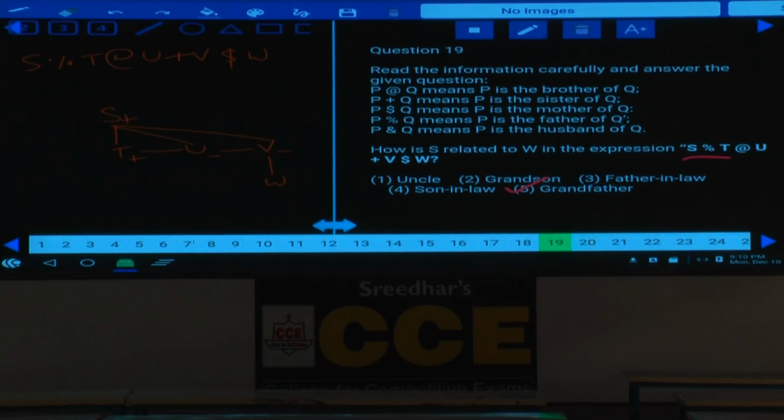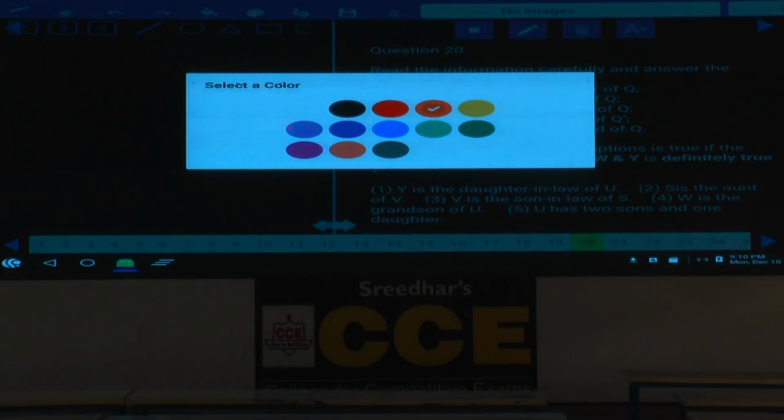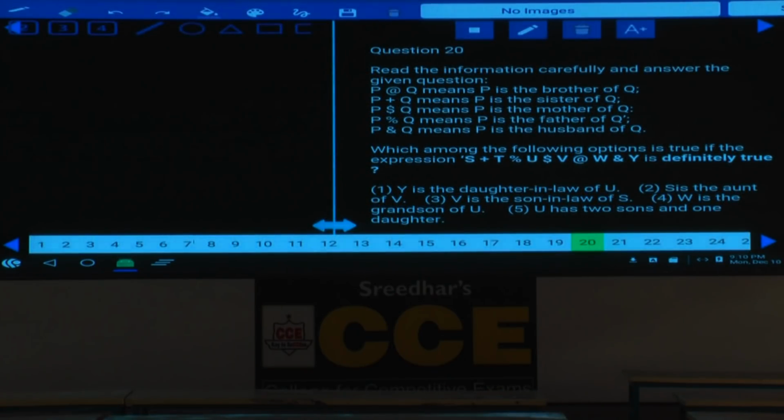Then question number 20. In this question, which among the following options is definitely true if the expression is true? The expression given here is S + T, S + T % U, S + T % U $ V, and @ W, and Y. This is the expression. In this one, S + T means S is the sister of T.